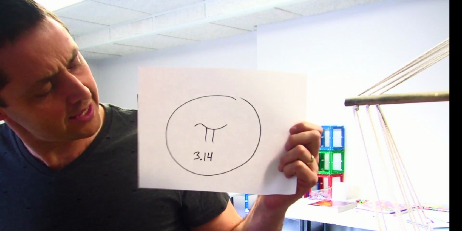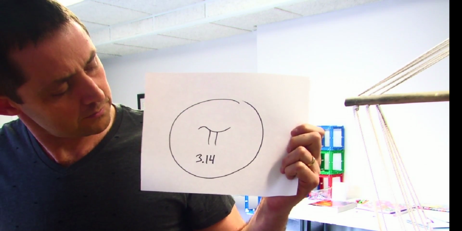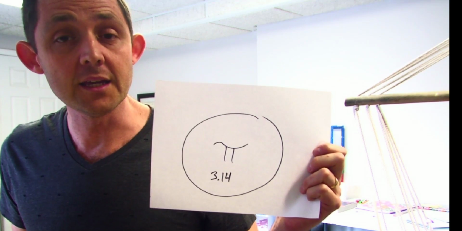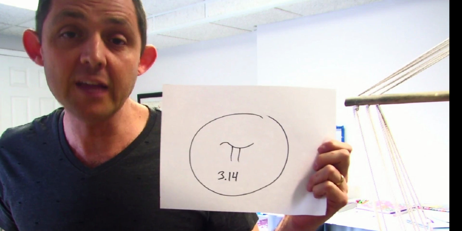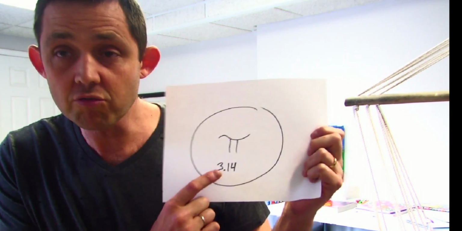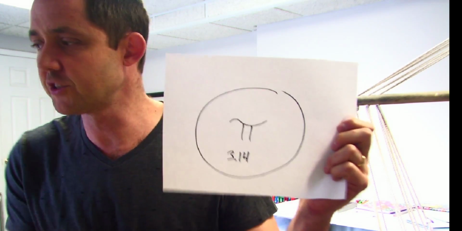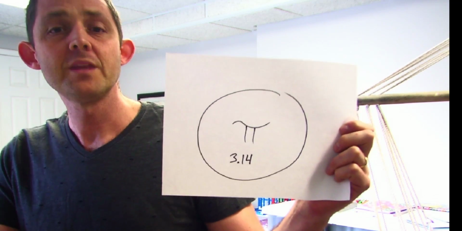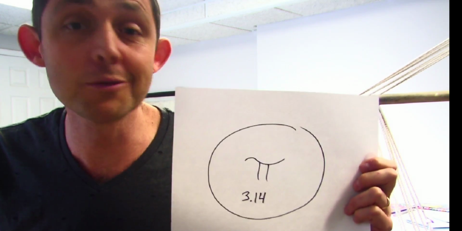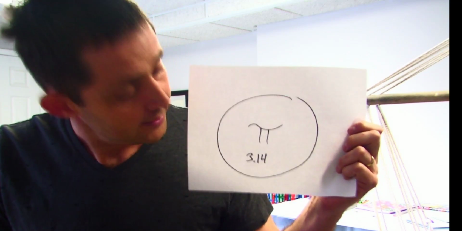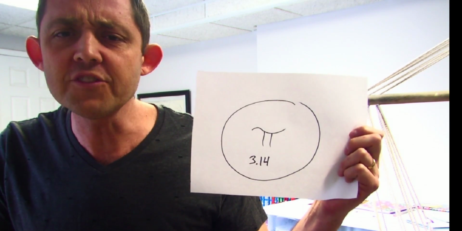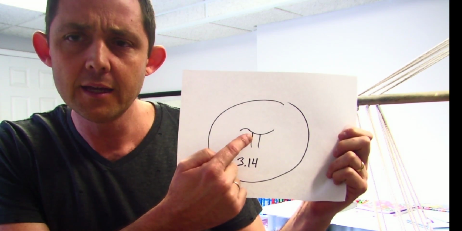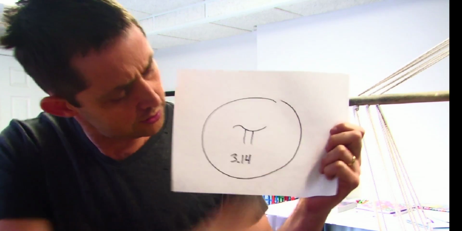Pi is a real number. It's a number that's about equal to 3.14. Let's see, what else do we know about that? Pie is a really, really tasty dessert. It's also a Greek letter. Let's figure out, what does pi have to do with circles?